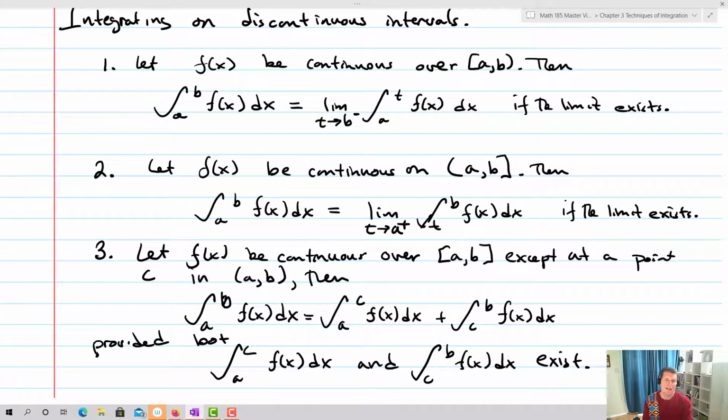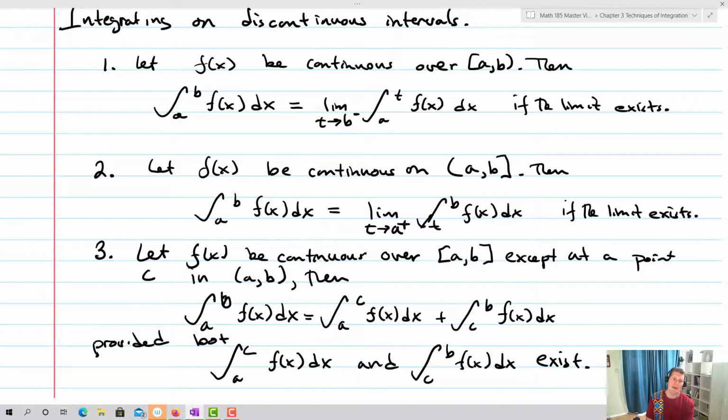Number three, let f of x be continuous over a to b, with closed intervals for both a and b, except at a point c in the open interval a to b. So this is some point c, not a, not b, but somewhere in the middle, probably, again, a place where we have a vertical asymptote.